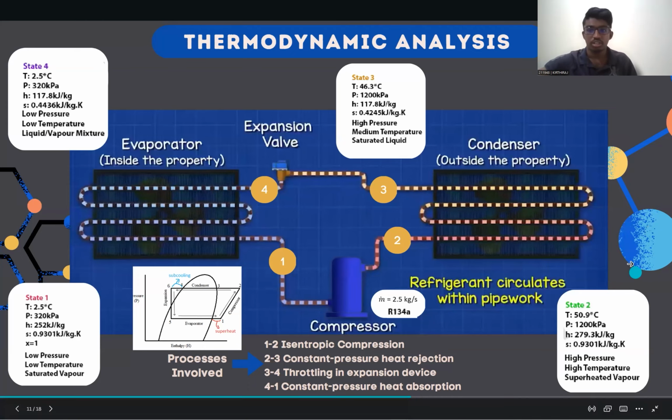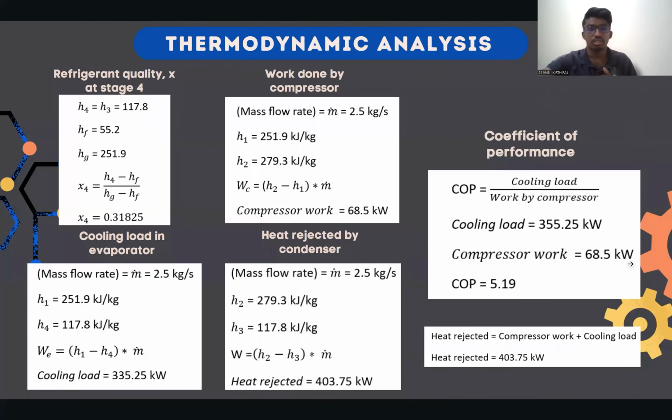Then we move on to the calculation. We use the refrigerant quality x at state 4, which we found using the formula h4 minus hf over hfg, and we got the value of 0.3185. Then we have the cooling load. We can see the calculation and we get the value of 335.25. The work done by the compressor is 68.5 based on the calculation. The heat rejected by the condenser is equivalent to the compressor work plus the cooling load, and we have the value of 403.75.